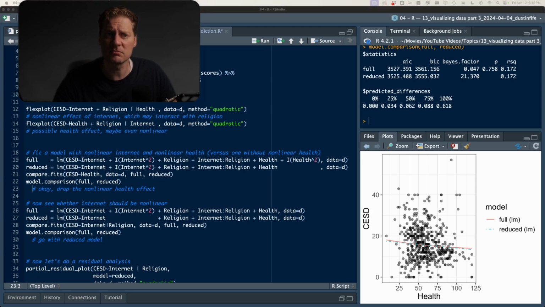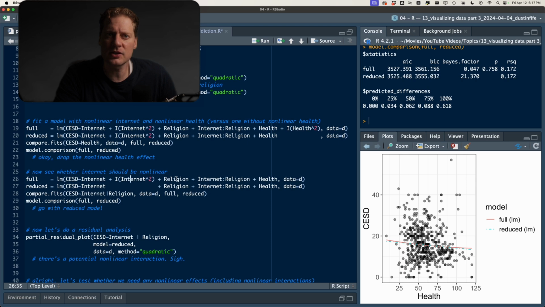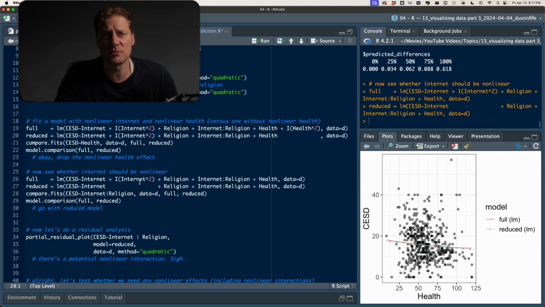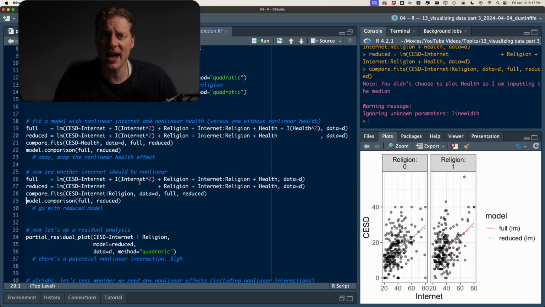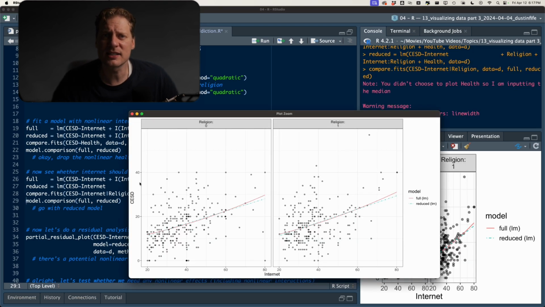So yay, that helps. Now I'm also a little uncertain whether that bend in the internet addiction was a big enough bend to worry about. So now I'm going to set up a different model comparison, and I've tried to leave space. Try to line these models up as much as you can so you can easily see the difference between them. The only difference between this full and this reduced model is the inclusion of that polynomial. And if I do a compare.fits of that, I get a plot that looks like this.